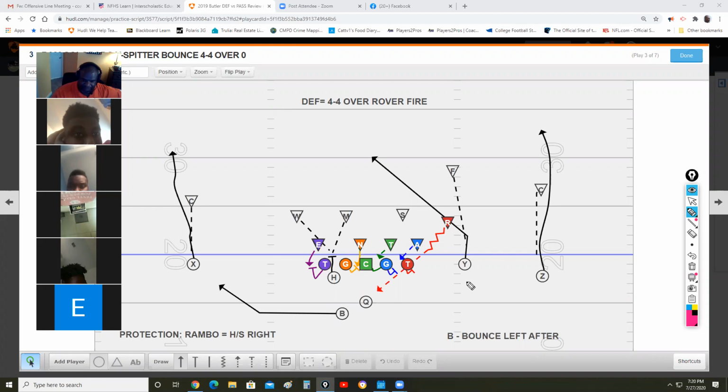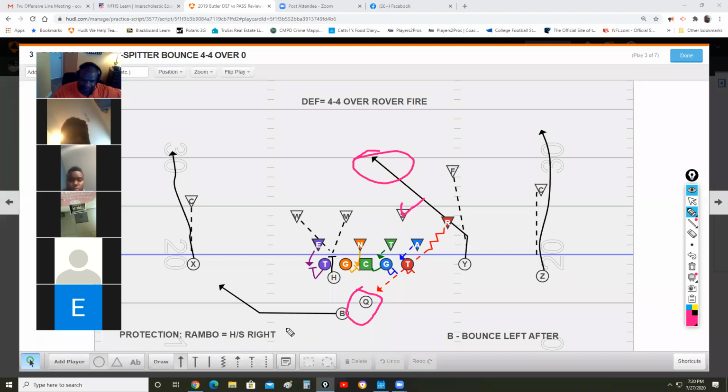The tight end. The running back, the Sam. Okay, who do you think has got him? Quarterback. Touchdown. Been there.